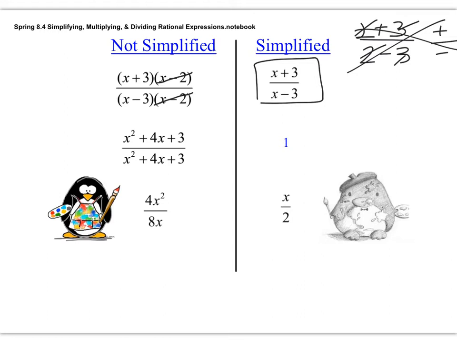Okay, the only time you cancel is if it is being multiplied. Those are being added and subtracted, therefore they are one common piece. That plus and minus, they glue them together. We cannot touch those.